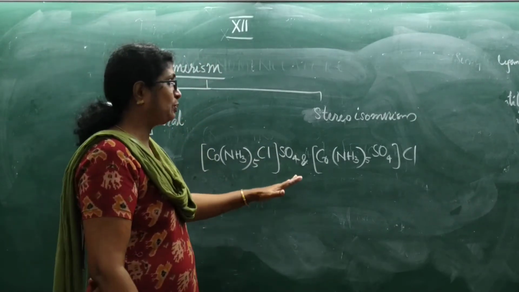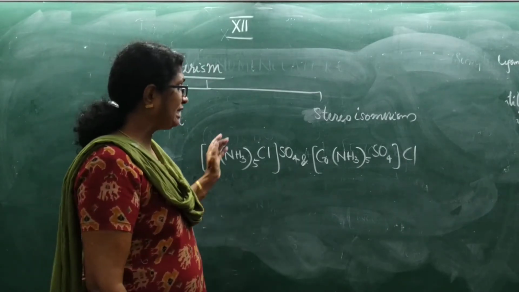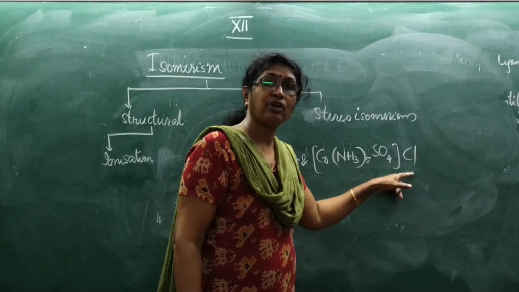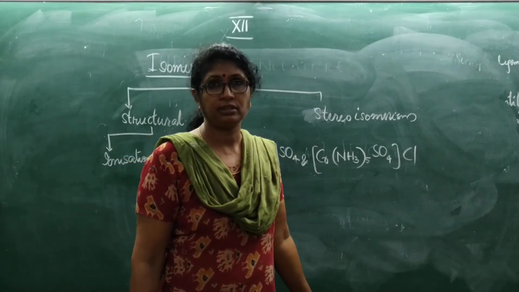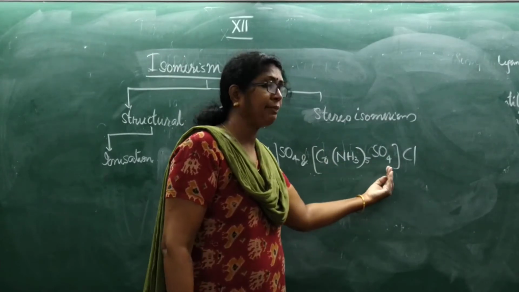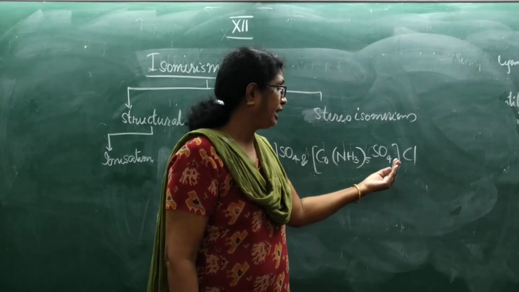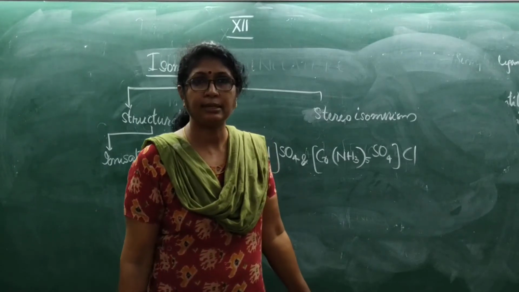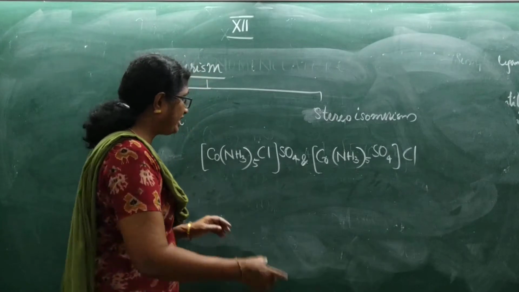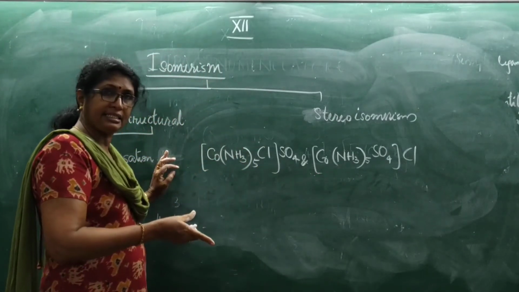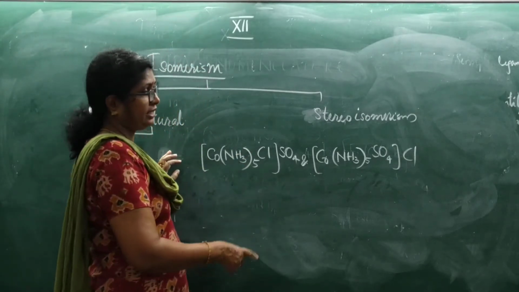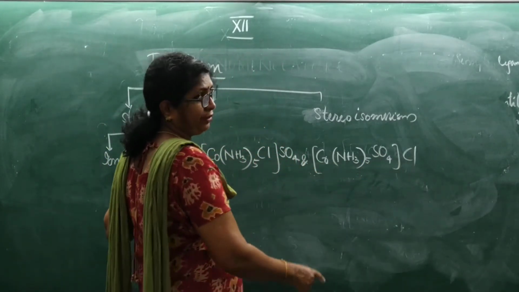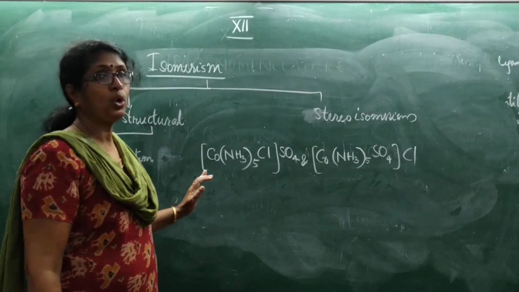You add barium chloride, this will give the precipitate of barium sulfate. But when the other compound is dissolved in water, you will not get the test for sulfate ion. Instead, you will get a test for chloride ion, because chloride ion will be formed, and the whole complex ion stays as a coordination entity. The chloride ion will give a white cloudy precipitate with silver nitrate. So these two compounds, even though the molecular formula is the same, give different ions in solution. One gives sulfate ion and the complex ion, the other gives chloride ion and the complex ion. Understood? So these compounds show ionization isomerism.